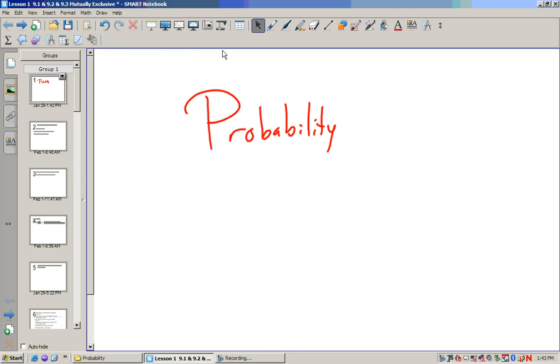Hello, welcome to the first unit of probability. This is chapter 9 in our book. Today we're going to study the terms associated with probability, and then we will learn a little bit about how to count events.